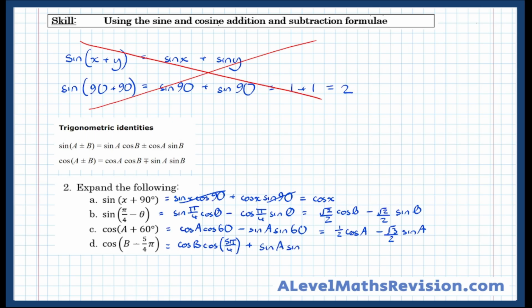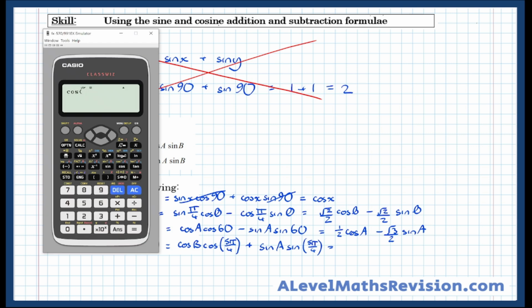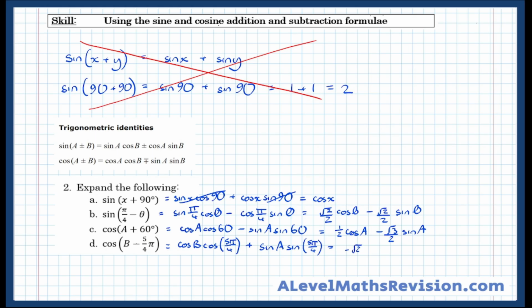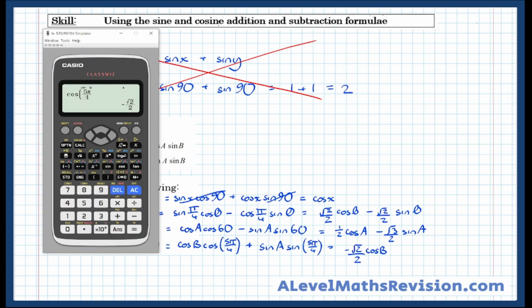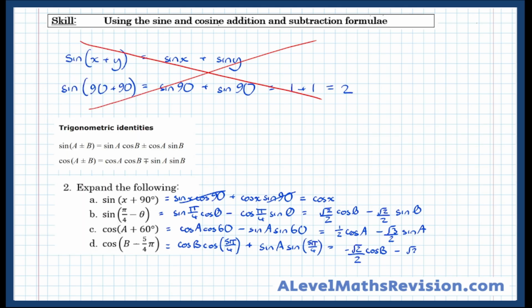sine A sine of 5 pi over 4. Well, let's do cos of 5 pi over 4. Cos of 5 pi over 4 equals minus root 2 over 2, so that equals minus root 2 over 2 cos B. And let's change that to sine now. Minus root 2 over 2 again, sine A. So that's using the compound angle formulae in order to expand trig expressions.